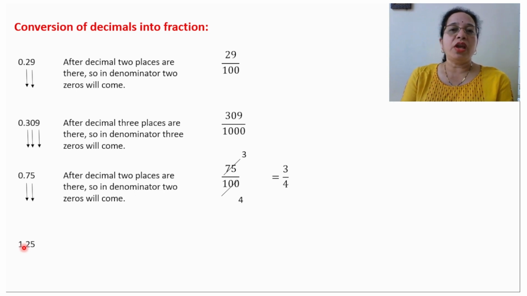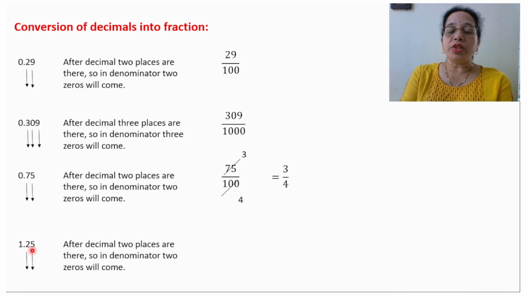So 125 will come in numerator upon 1. And now after this decimal, how many digits are there? 2 digits. It means 2 zeros will come with 1. So the fraction will be 125 upon 100. Now you have written in the form of fraction. So think, can we convert into simplest form?